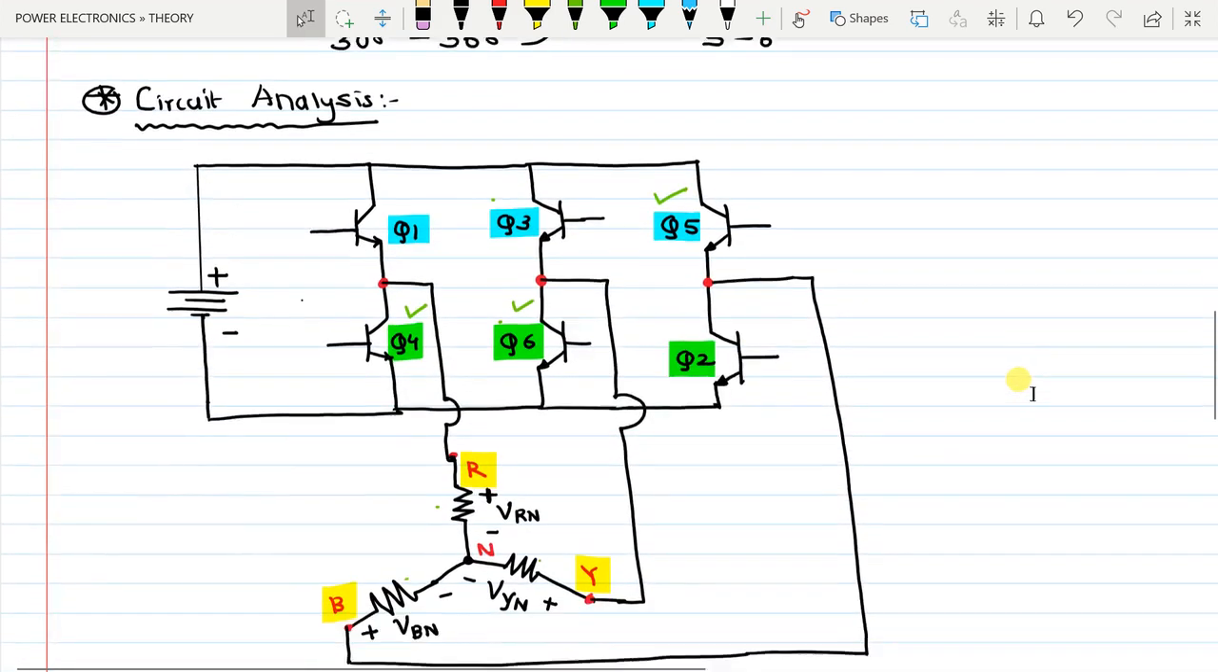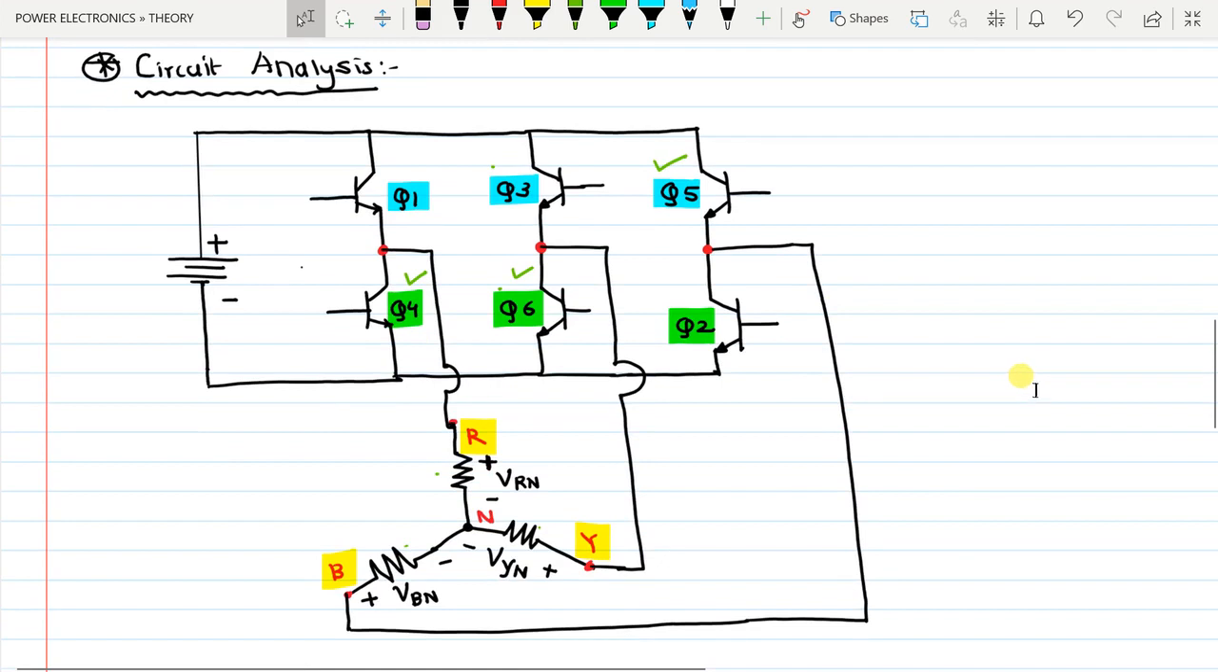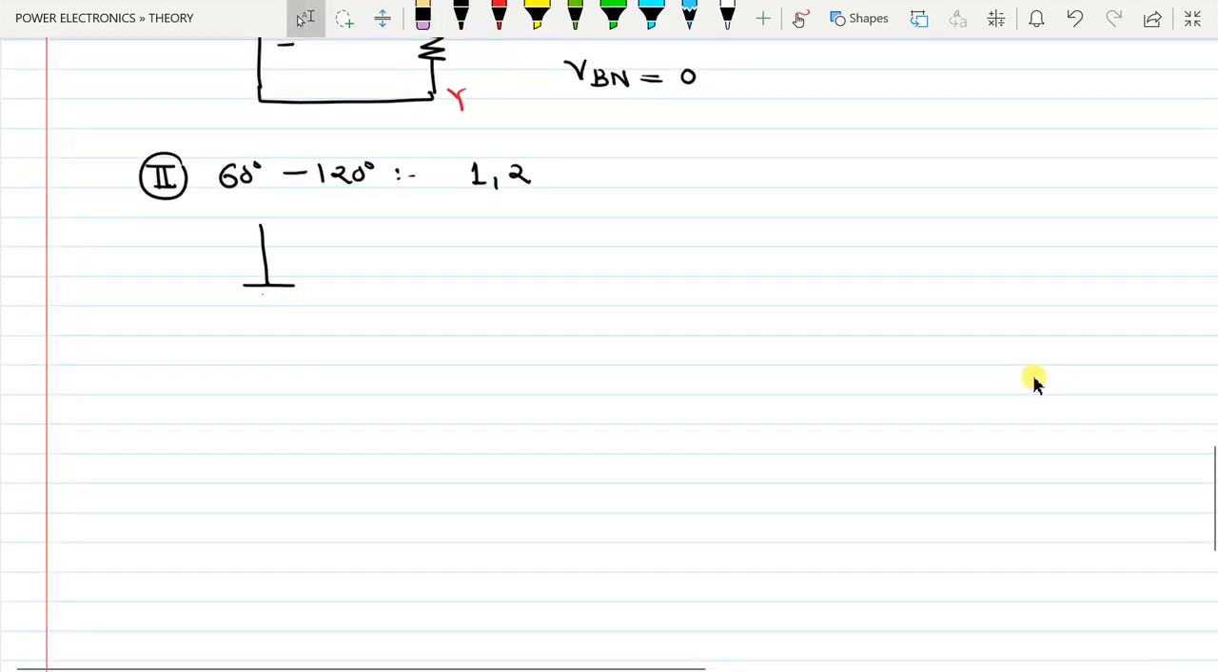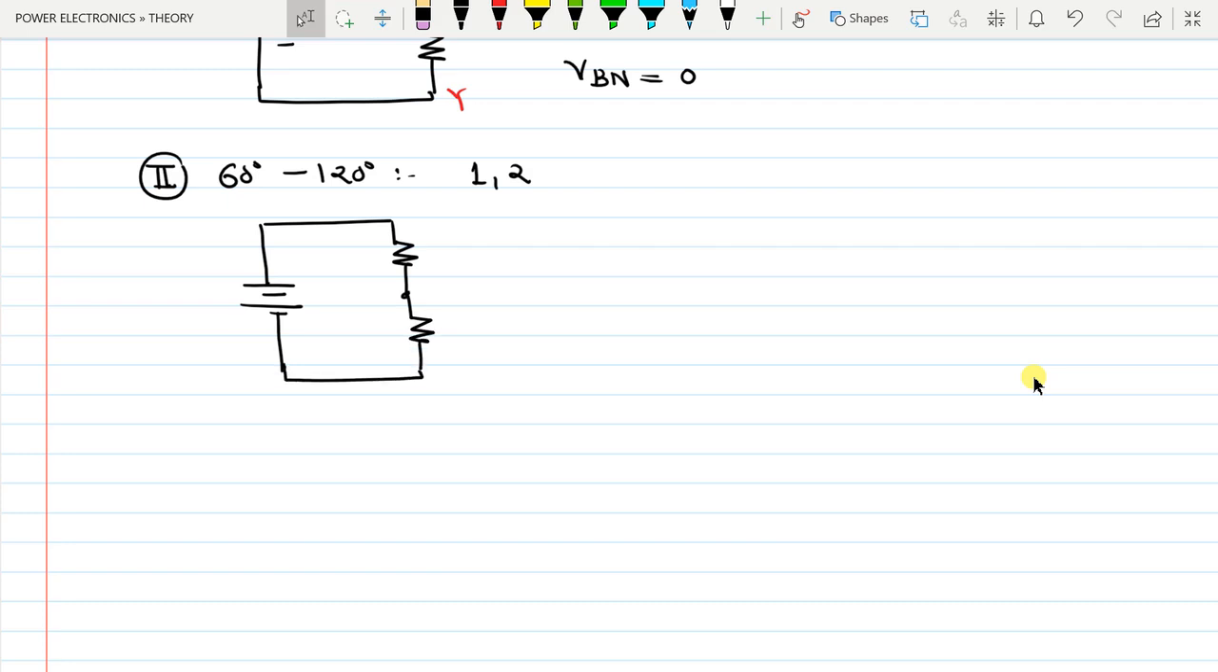Switches 1 and 2 are conducting. R again gets connected to plus V, Y becomes disconnected from the source, and B gets connected to minus V. So R and B. So we have VRN again equal to plus V by 2, VYN is 0, and VBN is minus V by 2.